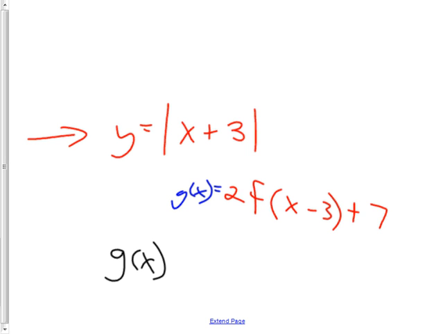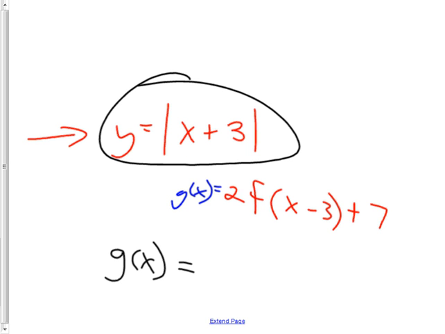I need another one of these. G of x is what? Well, you take this guy and you do all these things to it. If I take this guy and move it to the right 3, what will it look like now? Well, it was x plus 3, and then I move it to the right 3, and then those two battle it out, and it's plus 3 and minus 3 just makes plain old x.